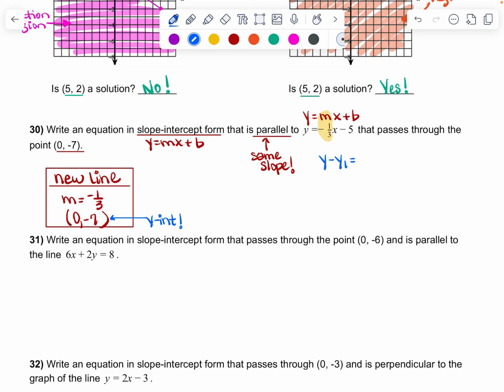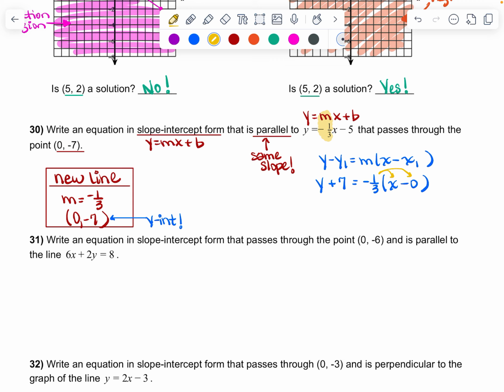I'm going to do point slope form, right? y minus y1 equals m times x minus x1. So here we go, y plus 7, because the double negative. My slope is -1/3 times x minus 0.